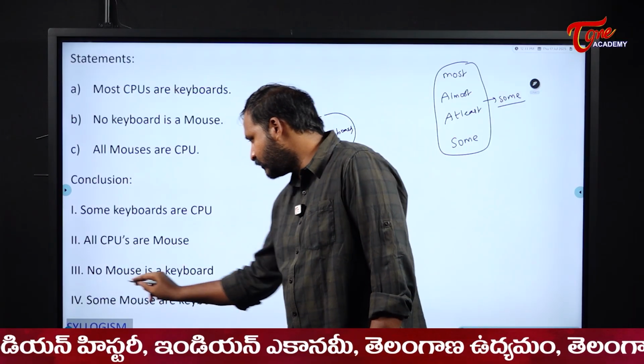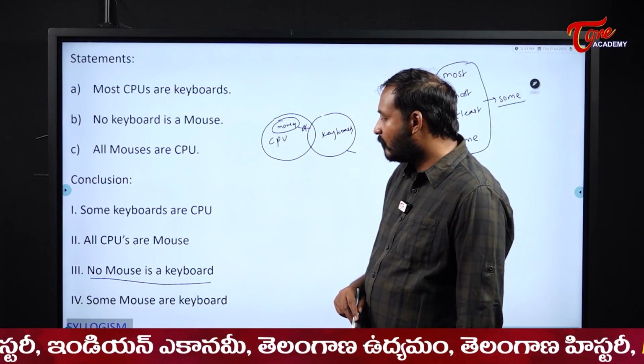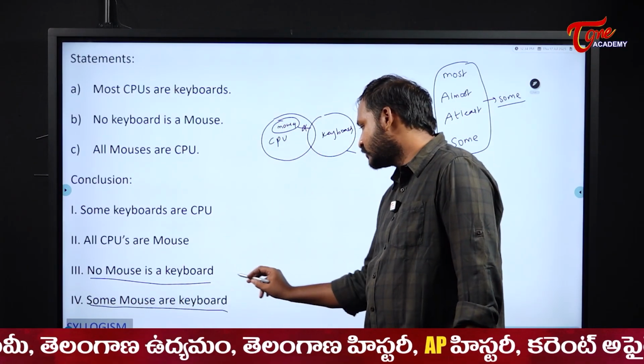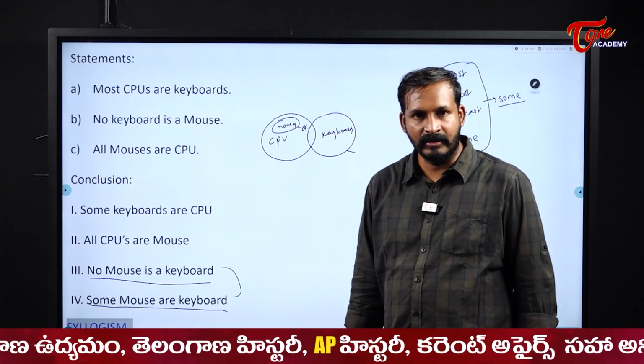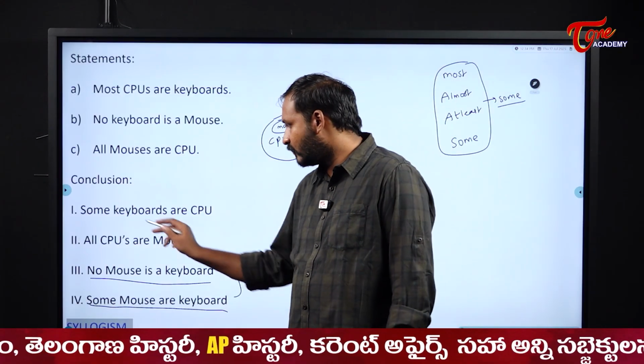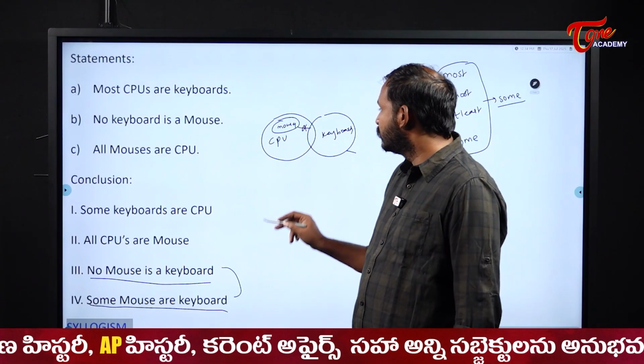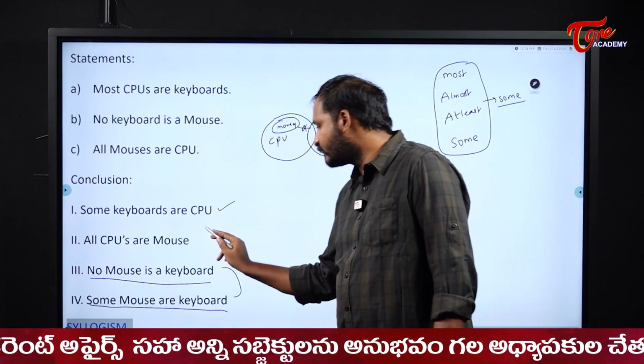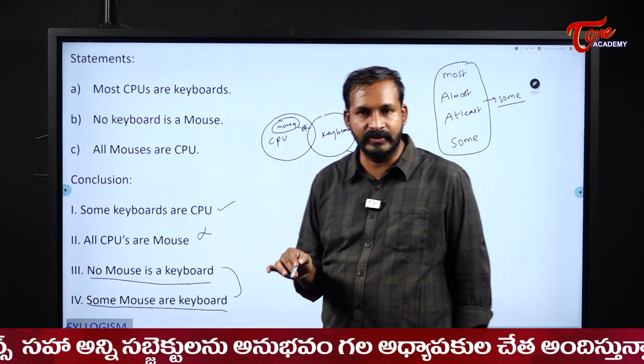I have one negative conclusion. What is it? No mouse is a keyboard. Now see here, some mouse are keyboard. So I will check these two together. Why? Because there is a chance for either-or. Now first here, some keyboards are CPU. Yes, that is true. All CPUs are mouse. No, that is false. All mouse are CPU, but not all CPUs are mouse.